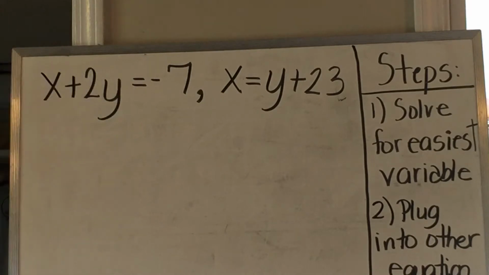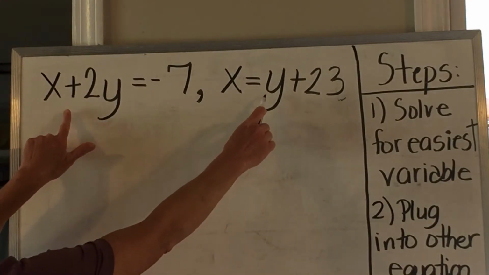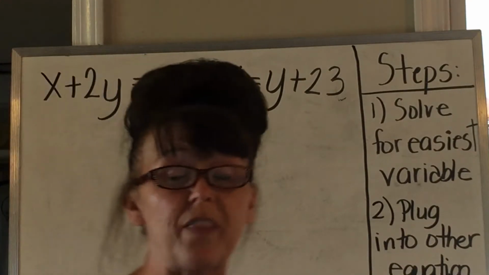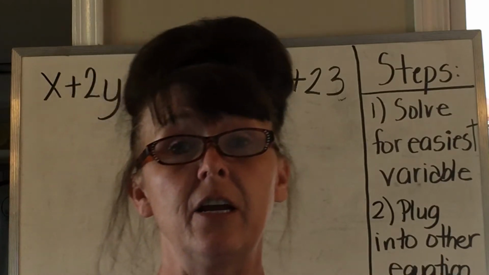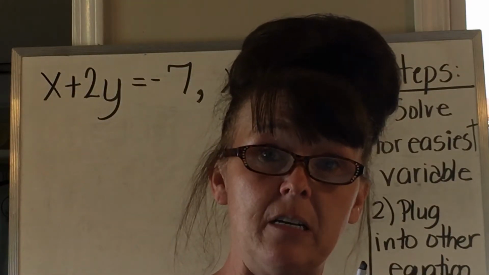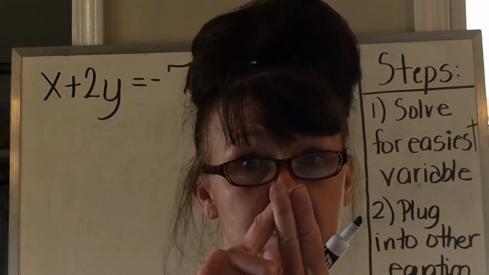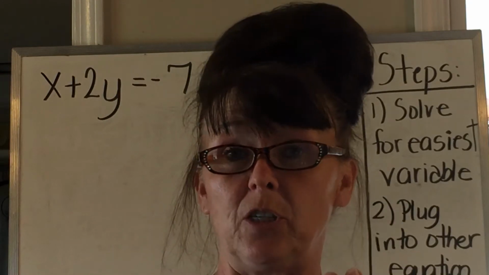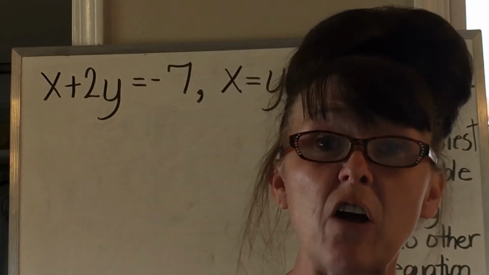And so it looks like this. You have 2 equations. That's what they've been looking like. We did elimination. We've done graphing. And now we're doing substitution. So if all goes well this week, you will be having a test.